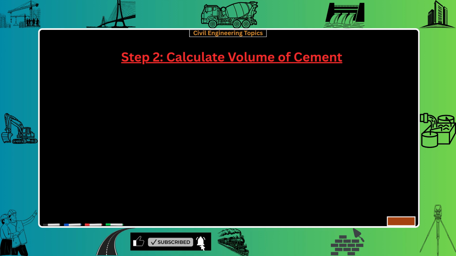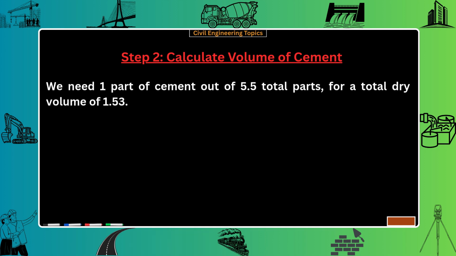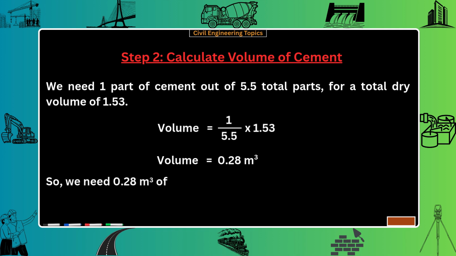Step 2. Calculate volume of cement. We need 1 part of cement out of 5.5 total parts, for a total dry volume of 1.53. Volume equals 1 divided by 5.5 multiplied by 1.53. Therefore, volume equals 0.28 cubic meter. So we need 0.28 cubic meter of cement powder.